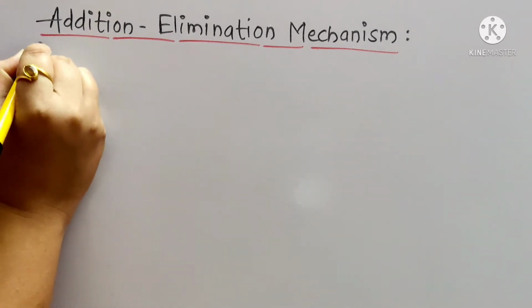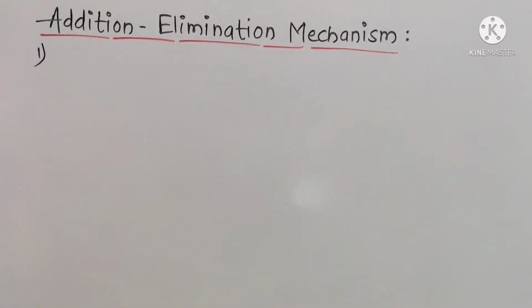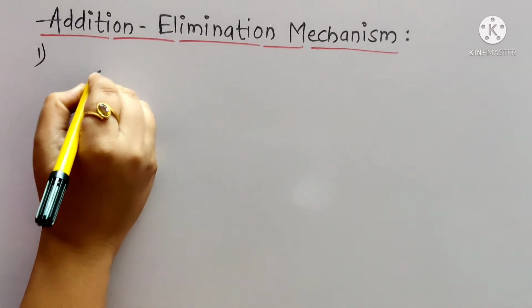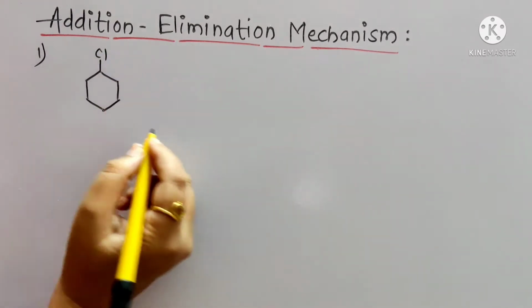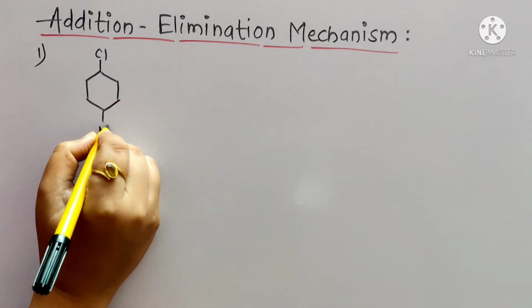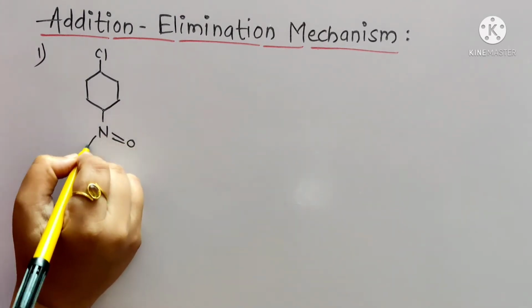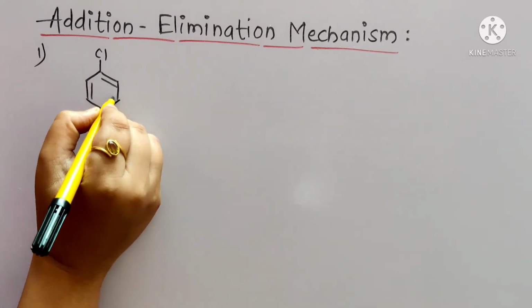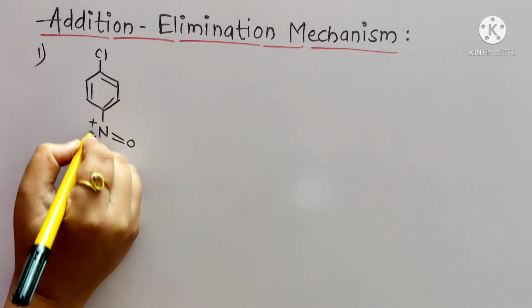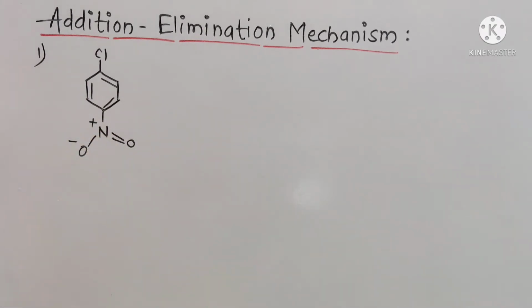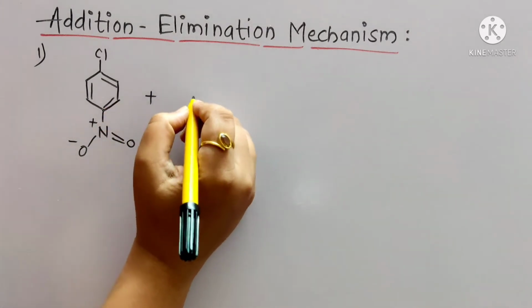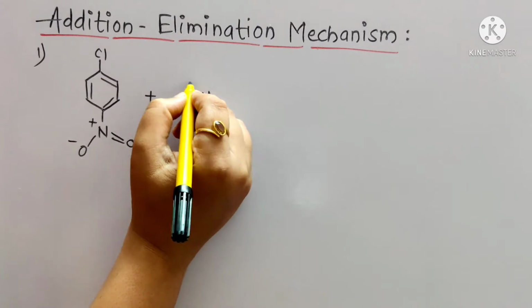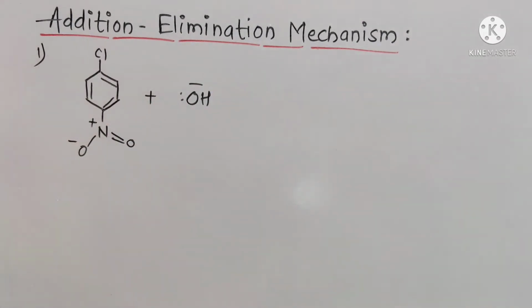In step 1, it is the addition of the nucleophile to the aromatic ring. First we will mention the aromatic ring, which is chloronitrobenzene, and it can be shown like this. In this case we will consider the nucleophile as the OH negative ion. This will be the nucleophile.